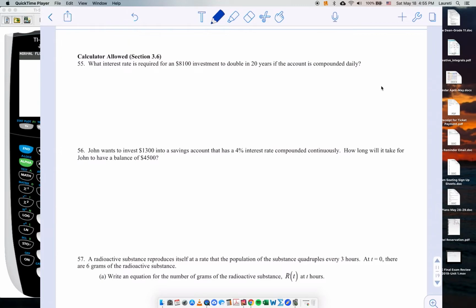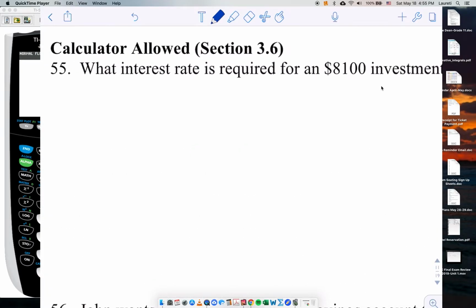Okay, so the first one says, what's the interest rate required for an $8,100 investment to double in 20 years if the account is compounded daily? Okay, so this is what we're talking about: your amount, your starting amount, times 1 plus the rate over the number of times that it's compounded, raised to the number of times that it's compounded over however many years. That's a formula that I'm going to give you. You're expected to know how to use it.